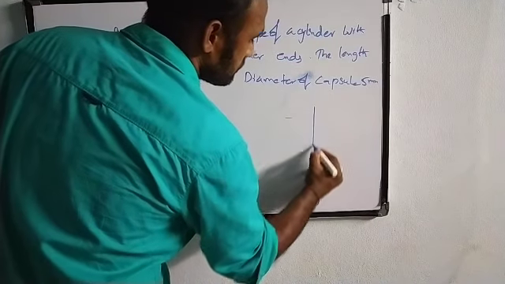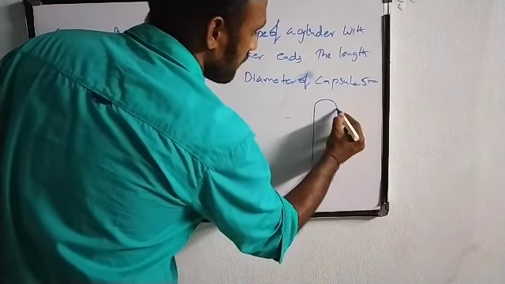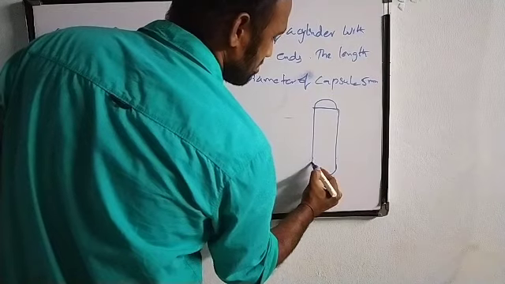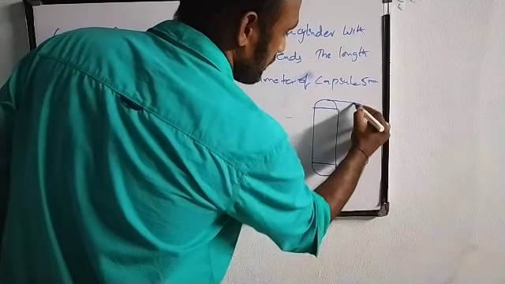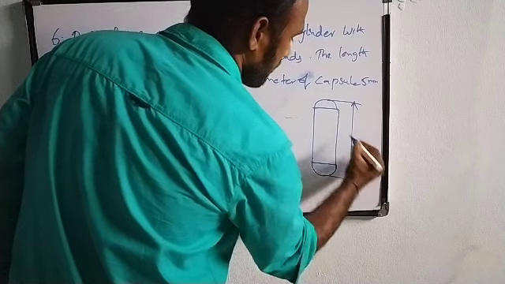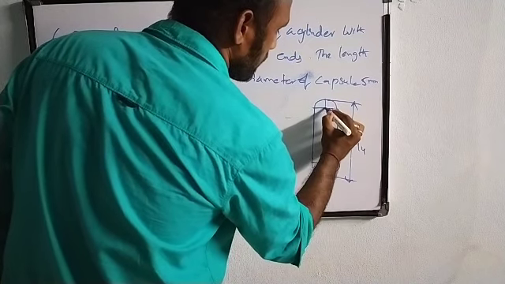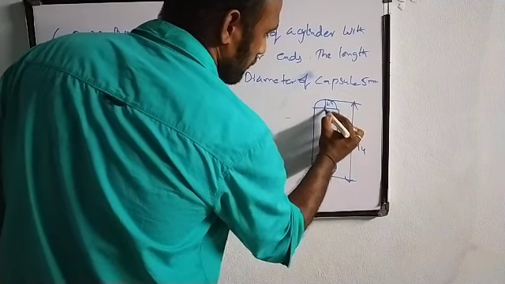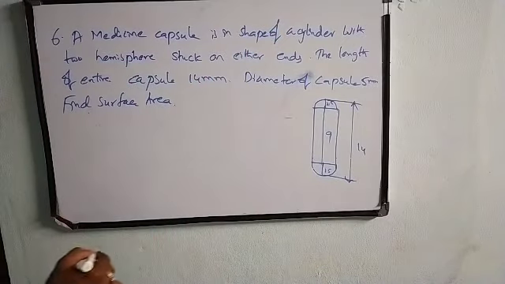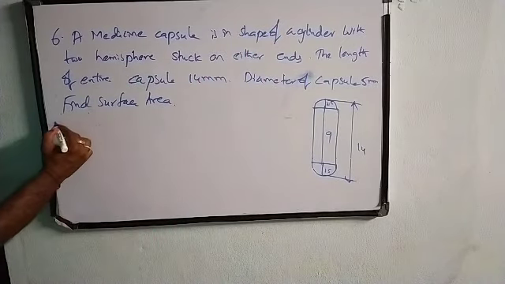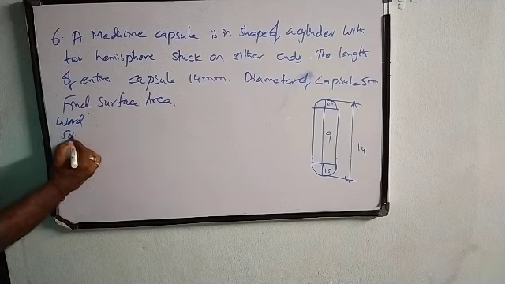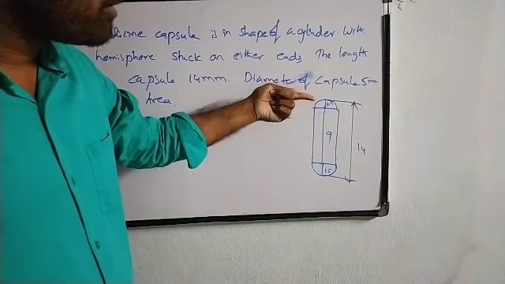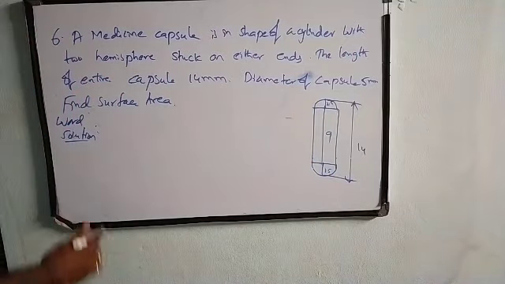There is a capsule like this, which has hemispheres on both ends. Overall the length is 14, and here it is 2.5 and here it is 2.5, so totally 5. So the cylinder part will be 9. Surface area we need to find. Let us start the solution. To find the surface area, we have to do curved surface area of the two hemispheres plus curved surface area of the cylinder.